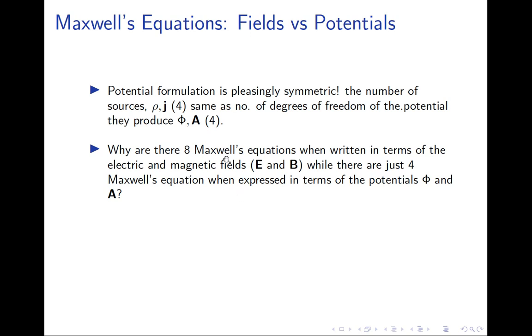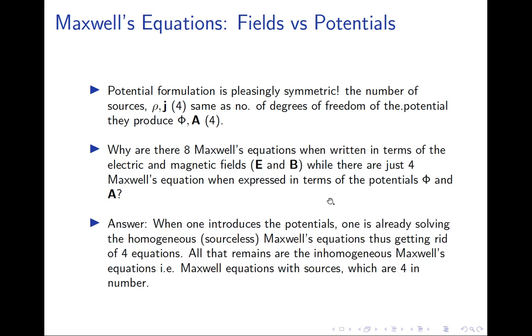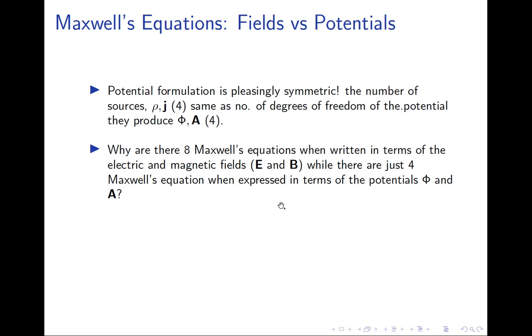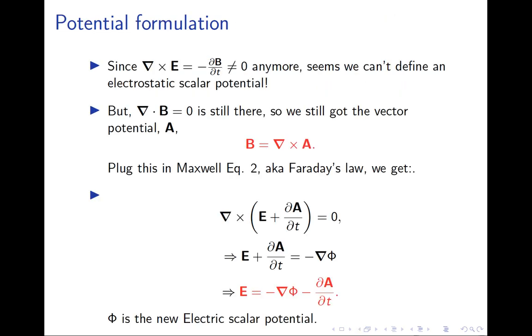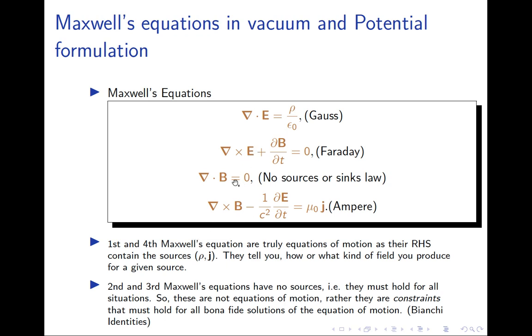Then we have this question: why are there 8 Maxwell equations in terms of E and B, while there are just 4 when expressed in terms of the scalar potential and vector potential? The answer is, well, they are the same, but these 2 Maxwell equations are already taken into account the moment we introduce the potentials. The potentials were introduced basically because of these equations. Otherwise, we couldn't have brought the potentials into the picture at all.